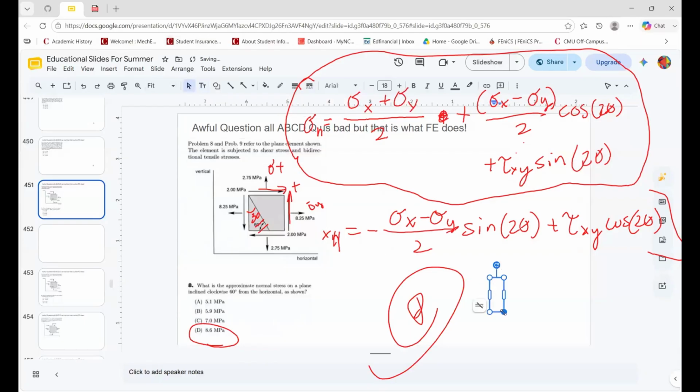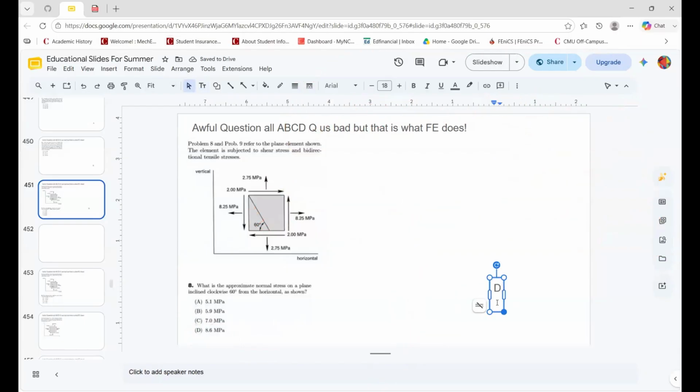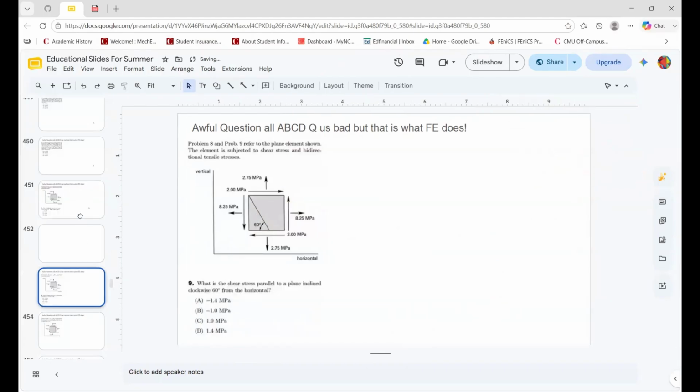So plug in that. Yeah. It's not worth it for you to not memorize it at this point. So do memorize it, seriously. So we have problem number 8. What is the stress parallel to the inclined plane at 60 degrees from horizontal? So this is the same question as over here, where we're asked to basically do the same thing again.